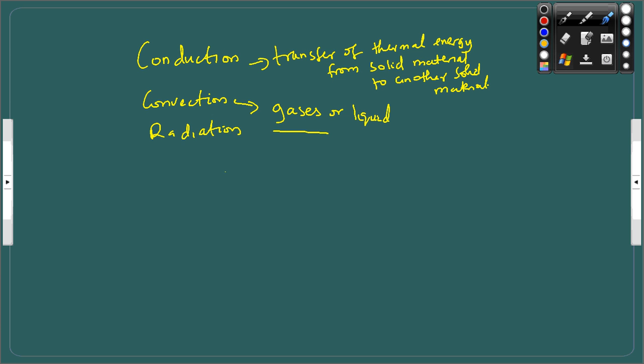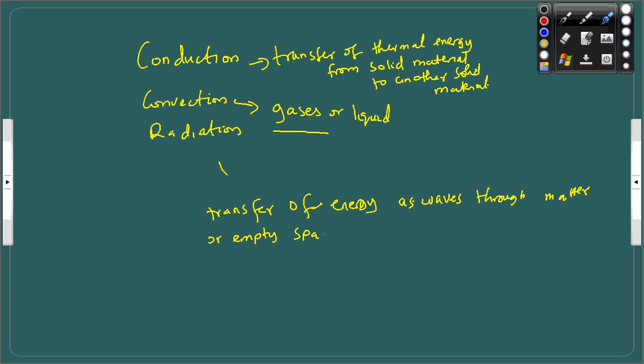And radiation is a transfer of energy as waves, through matter or through empty space. That is to say, there's no need for any touch or contact between the materials in which there's a transfer of heat energy from one body to another body.